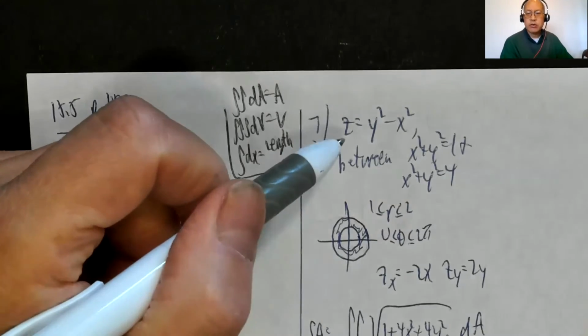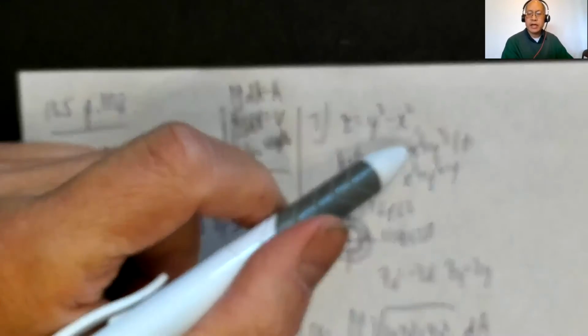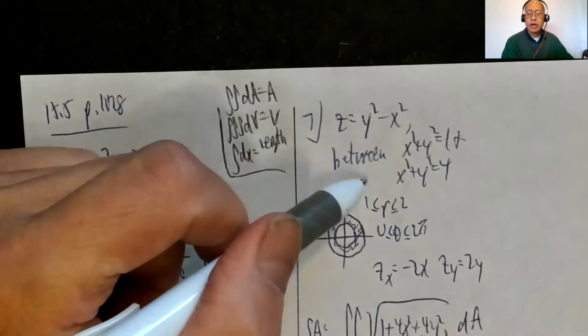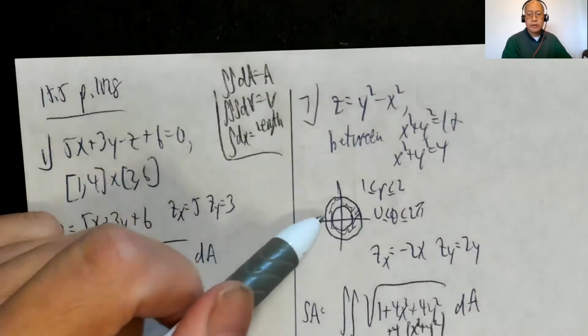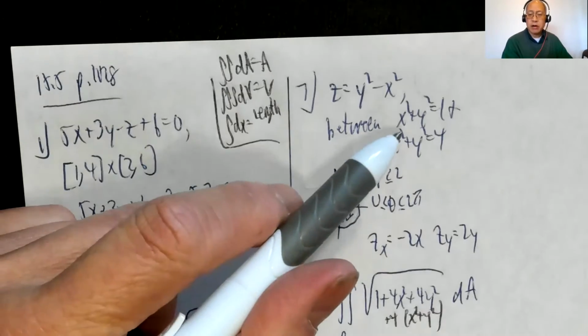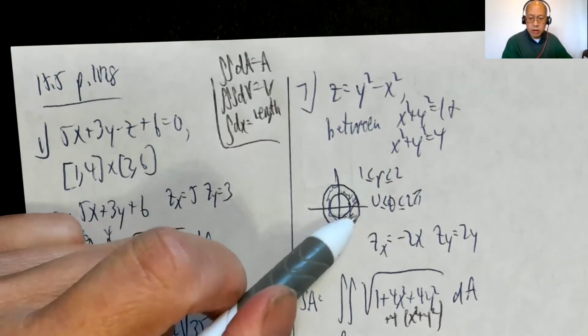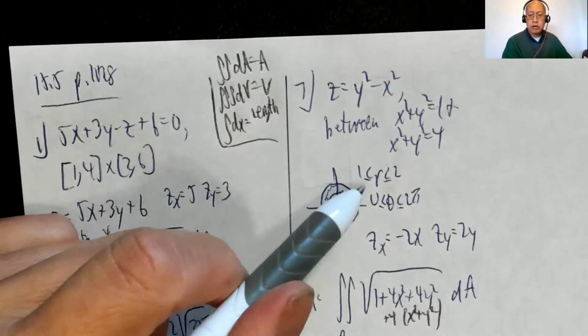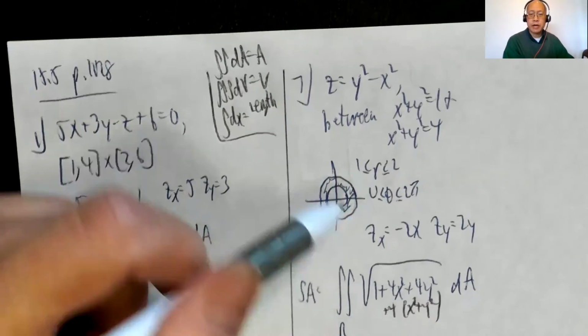Next, z equals y squared minus x squared between x squared plus y squared equals 1 and x squared plus y squared equals 4. Well, this is tailor-made to switch over to polar coordinates, right? So this is r equals 1, r equals 2. You're integrating over this region here. So r goes from 1 to 2, theta goes from 0 to 2 pi.